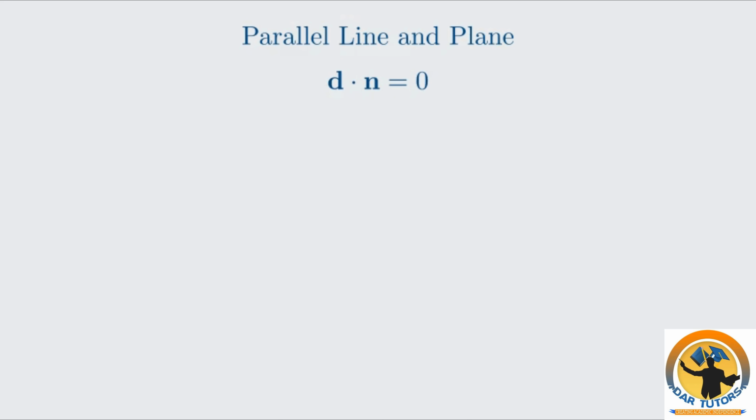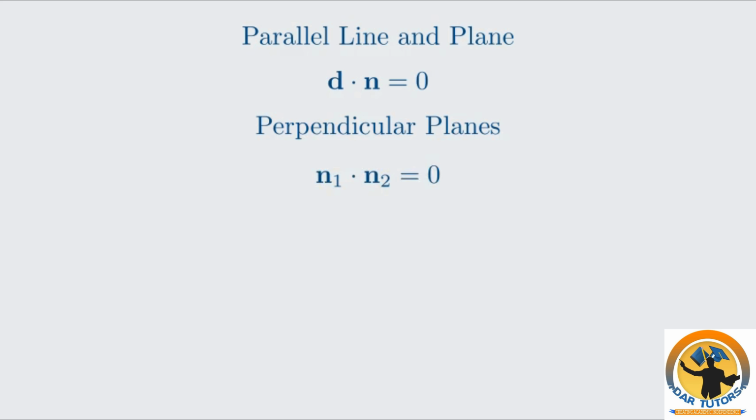Next, let's consider perpendicular planes. Two planes are perpendicular if their normal vectors are perpendicular. This is a direct application of the geometric principle we discussed earlier. The angle between two planes is the same as the angle between their normal vectors. If the planes are perpendicular, the angle between them is 90 degrees. Therefore, the angle between their normal vectors must also be 90 degrees.